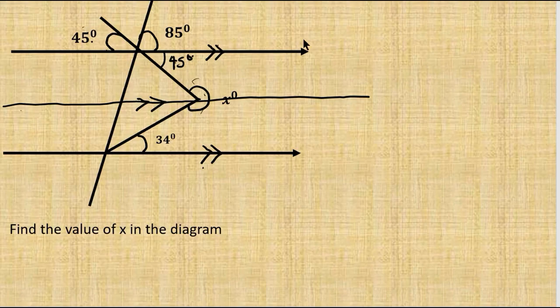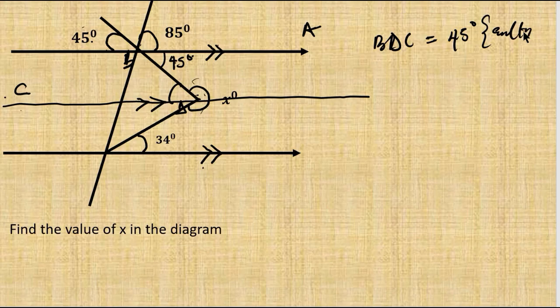If you trace this line, let's label this. This is A and this is B. This is C. Now, if you look at A, B, and this is D and C, you see that the angle BDC is alternating, and is equal to 45 degrees too. That is an alternating angle. So I can put my 45 degrees here.